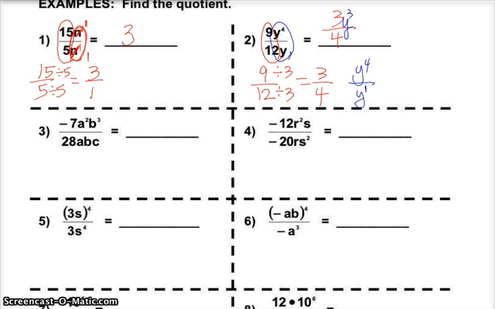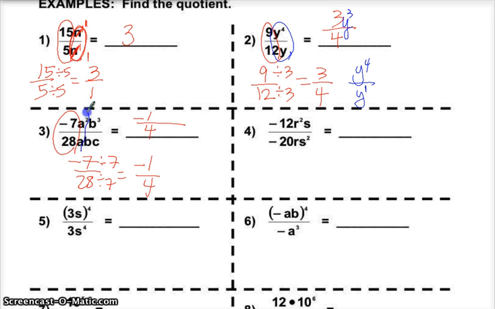Okay, same thing. Numbers first. -7 divided by 28. Math frac. Divide each by 7. We're going to get -1/4. So 1 in my numerator, -1 divided by 4. Then we do our variables separately.